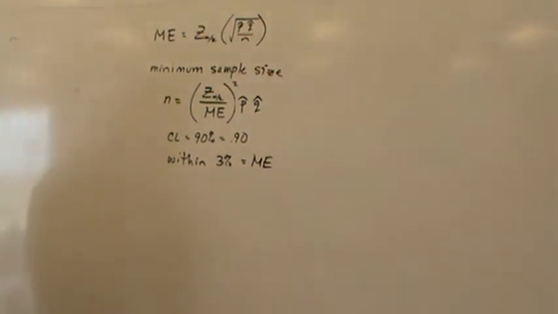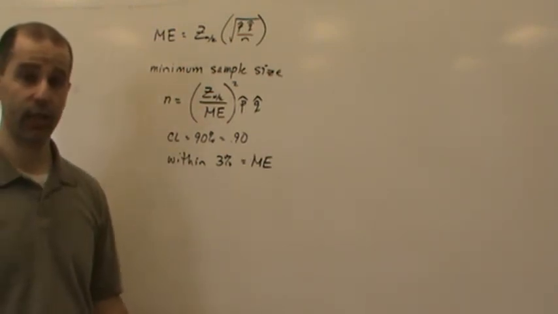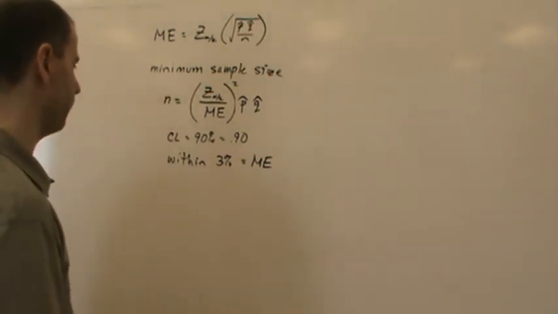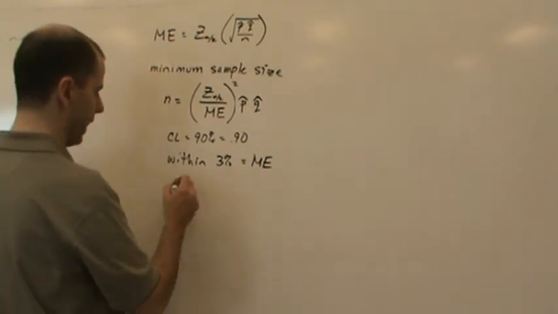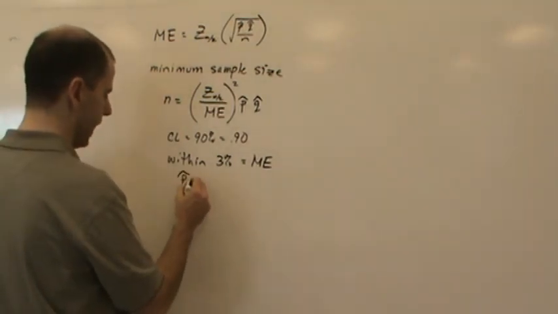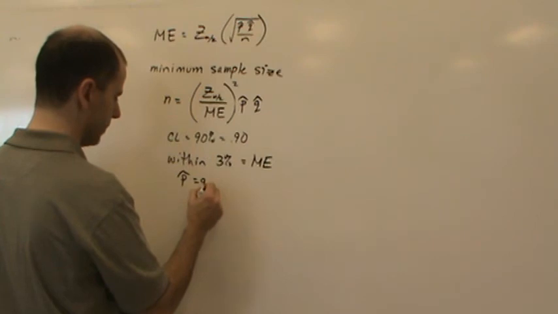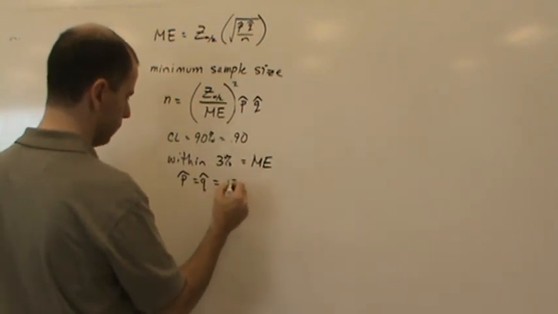Okay? So now, let's see here. They don't tell us p hat. So in this case, we're going to use 0.5 because they don't give us any information about p hat. So that means p hat is going to equal q hat, which is going to equal 0.5.